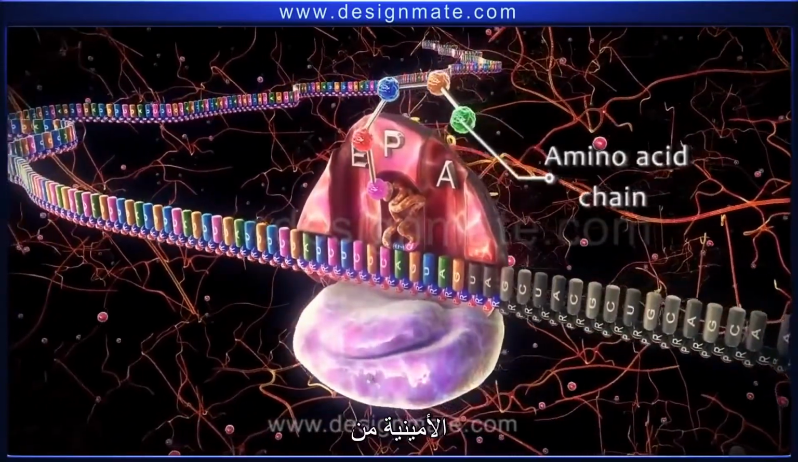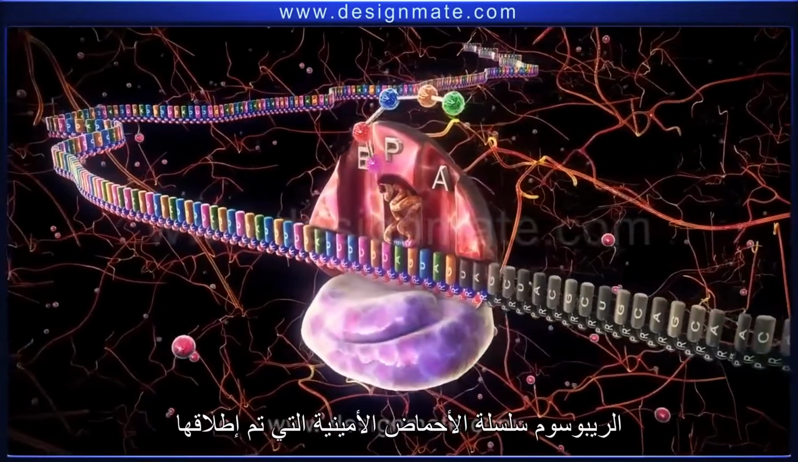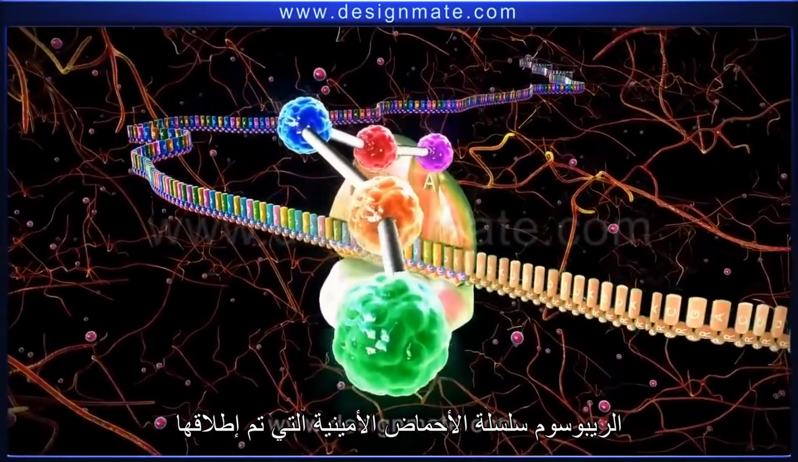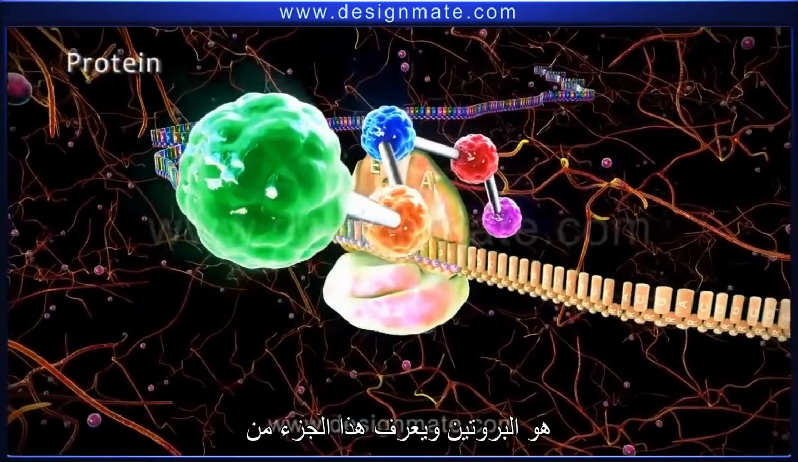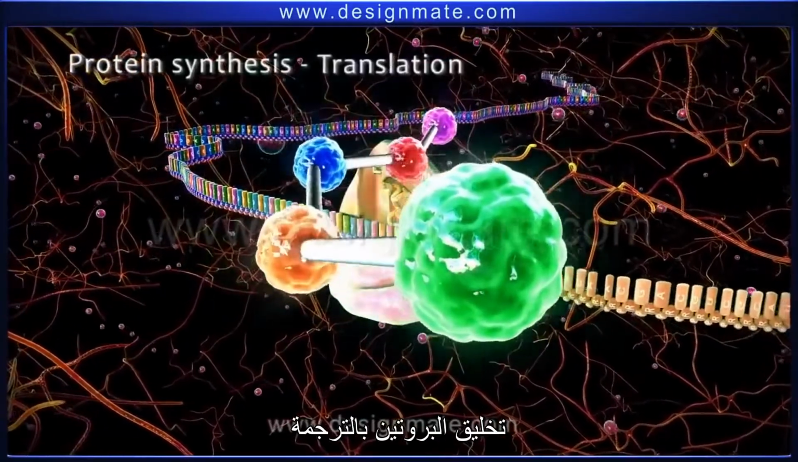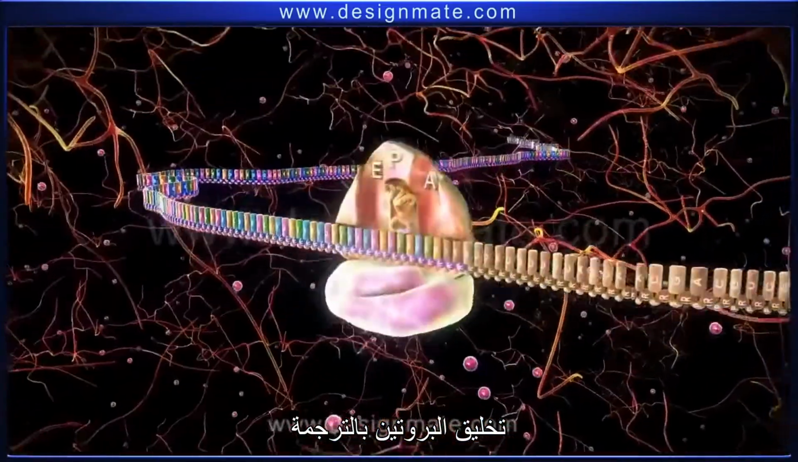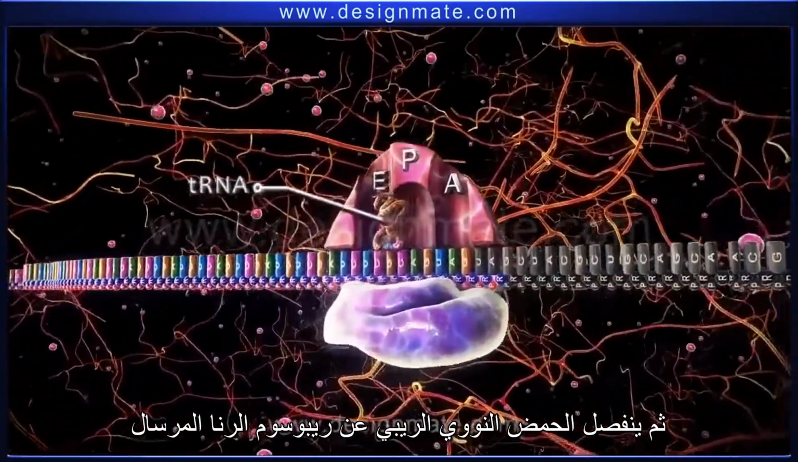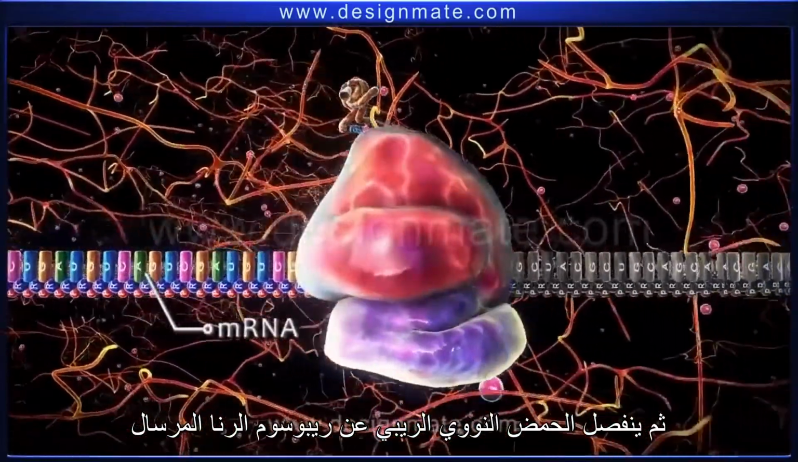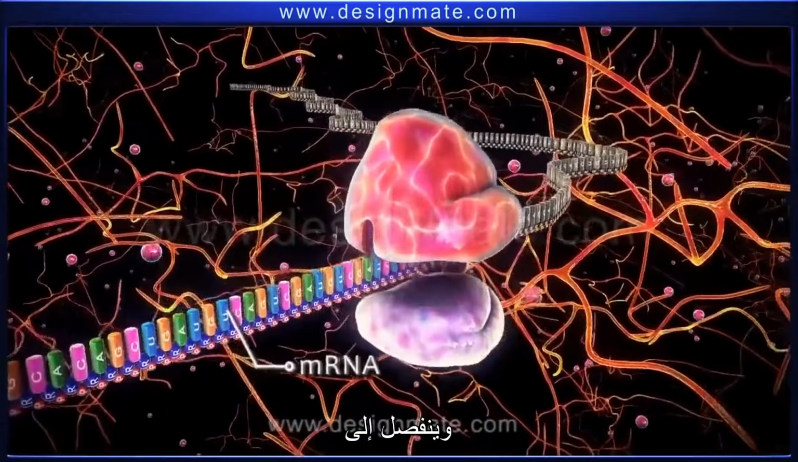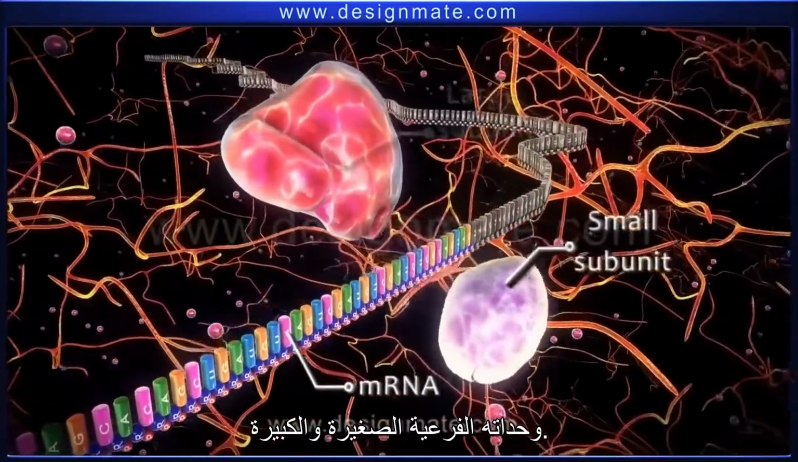The chain of amino acid molecules is released from the ribosome. This released amino acid chain is the protein, and this part of protein synthesis is known as translation. Then the tRNA detaches from the mRNA. Ribosome detaches and dissociates into its small and large subunits.